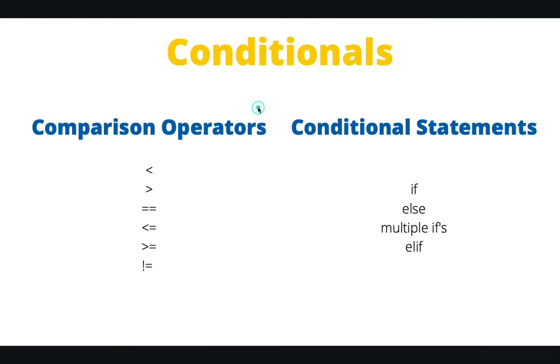So basically guys, as a summary, today we learned about comparison operators, those 6 types of comparison operators, and we learned about conditional statements, which are the if statement, the else statement, multiple if statements, and the else if statement.